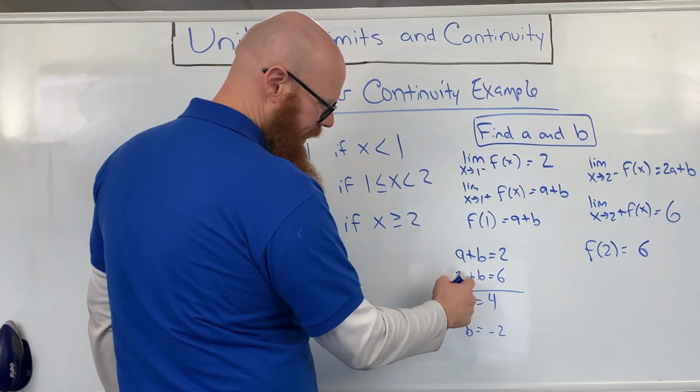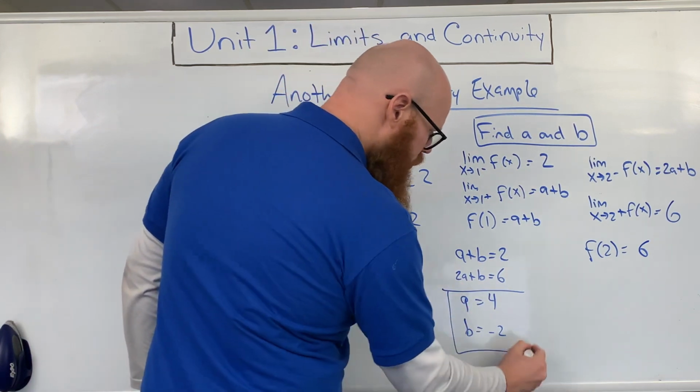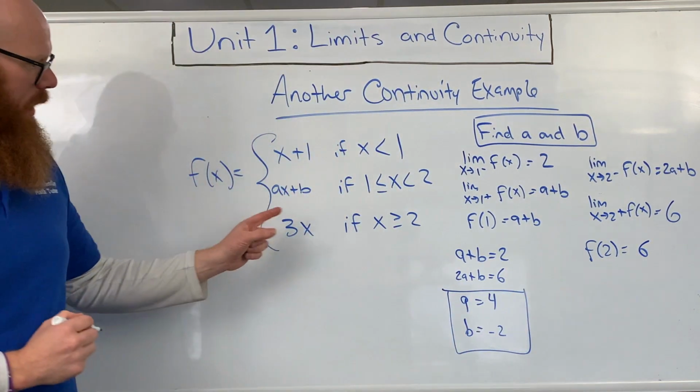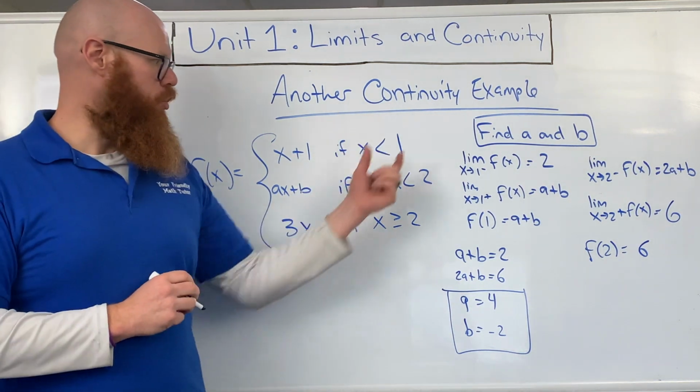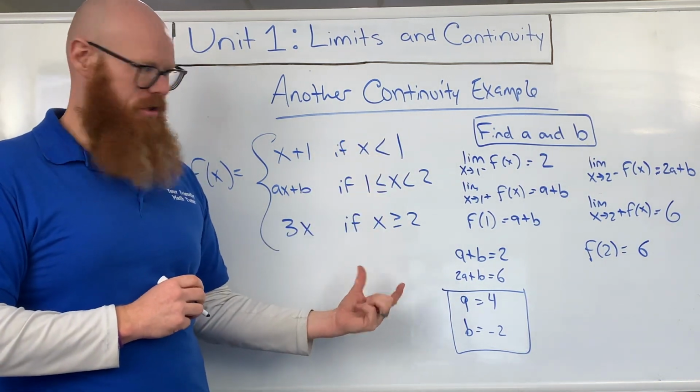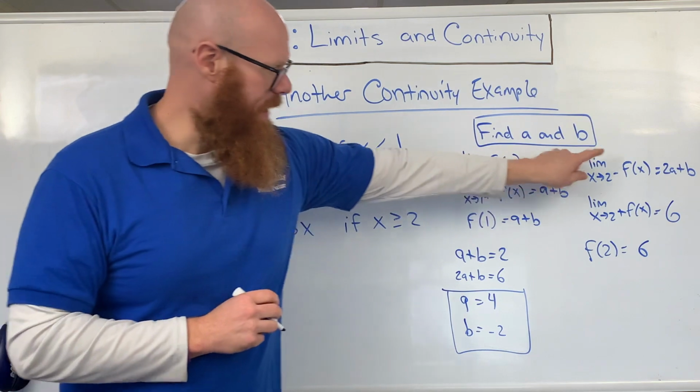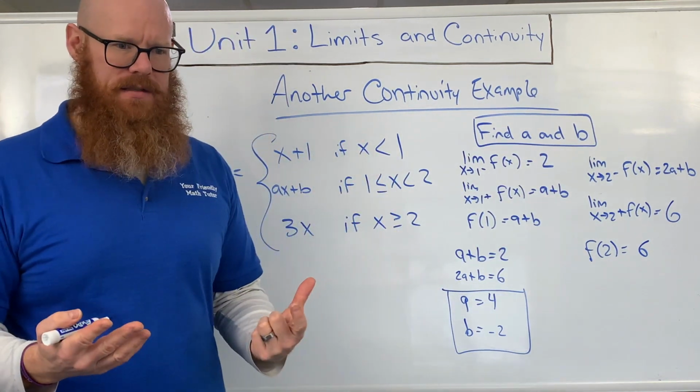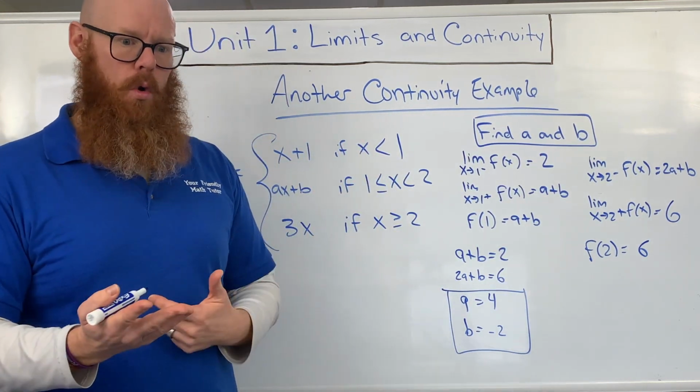2 times 4 is 8. 8 minus 2 would be 6. So now when a is 4 and b is negative 2, you are going to get a continuous function because everything here and everything here is all going to work out nicely and we won't have any jumps or holes.